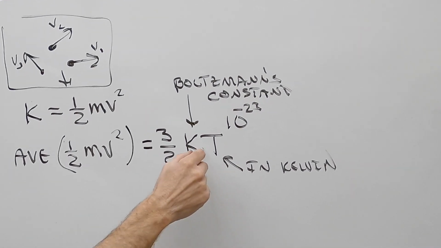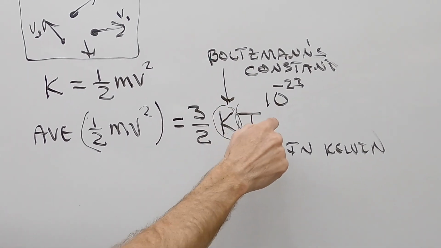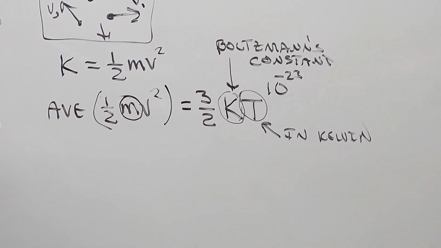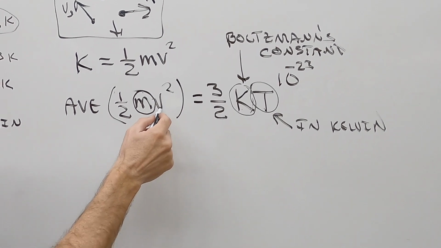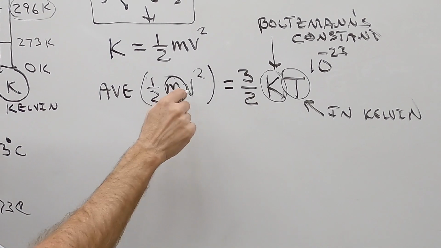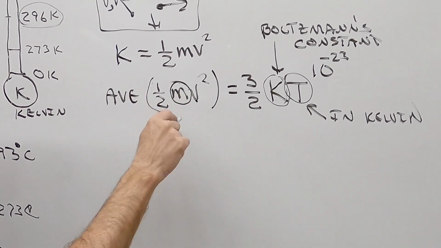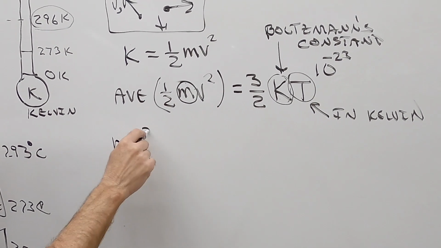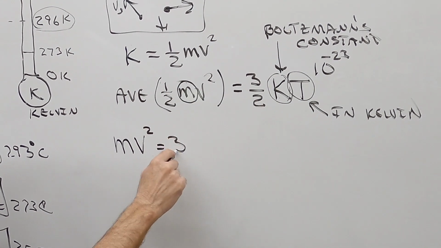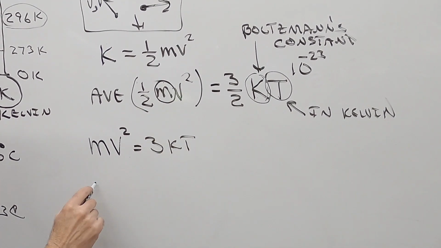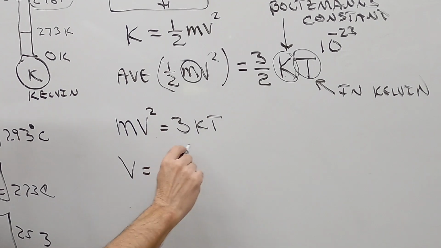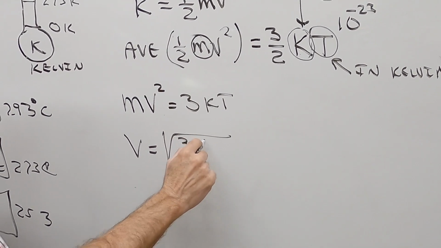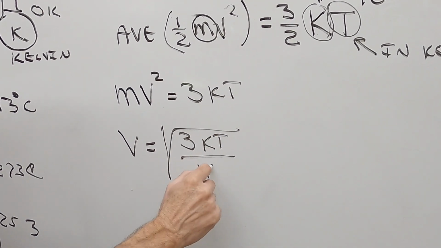So you know the k, you know the temperature, you know what the mass is of the air atoms, and so you could find out what that average speed is. Solving for that average speed, you could cancel the m's. You got m times the average speed squared is 3kT, or v, divide out the m and then take the square root. So you got the square root of 3kT all over m.